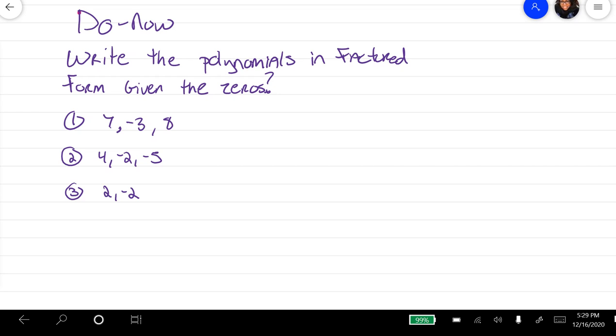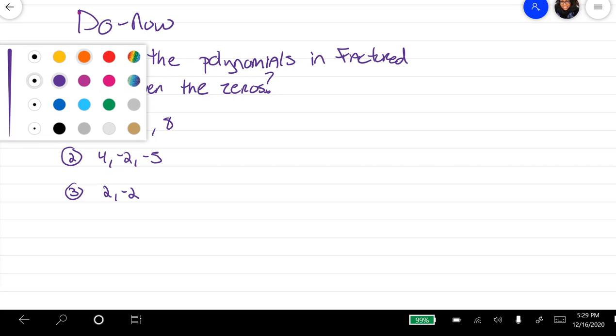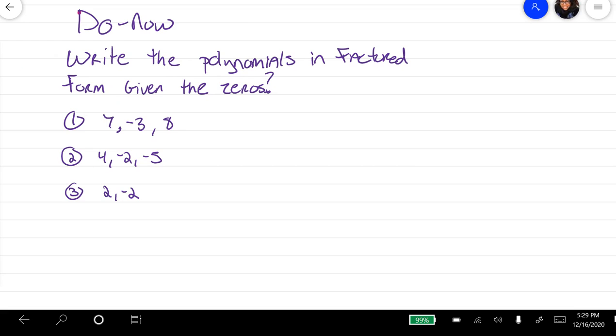Sorry about missing today. So just quickly, for the do now, this was again practicing how to write the polynomials in factored form given the zeros. If I'm giving you these zeros, we spoke about this in the last session. In order to write these polynomials in factored form, you're going to group them as binomials, and it's always going to be the opposite of whatever the given zero is.